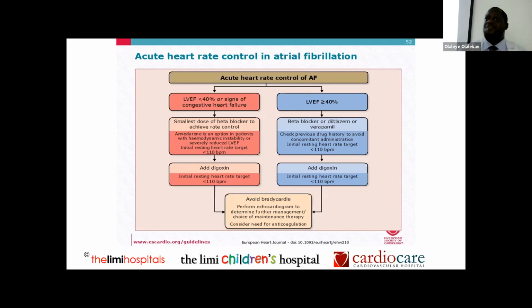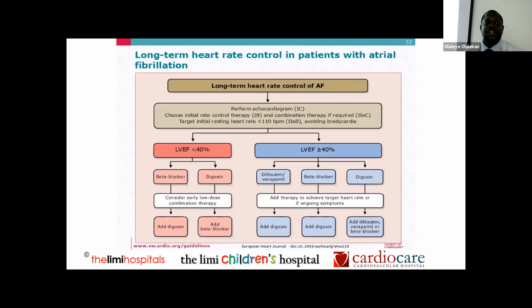Then if this is not giving you adequate results, you can add digoxin. Then for those with left ventricular systolic dysfunction, due to the negative inotropic effect of the calcium channel blockers, you cannot use those. So you start them with a beta blocker, and you can later add on digoxin. And in both, you avoid bradycardia. And the need for anticoagulation should be assessed and dealt with.